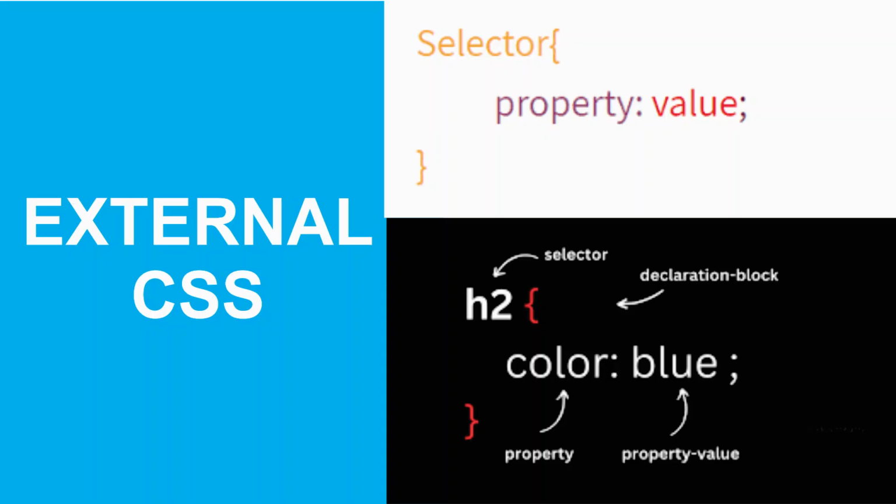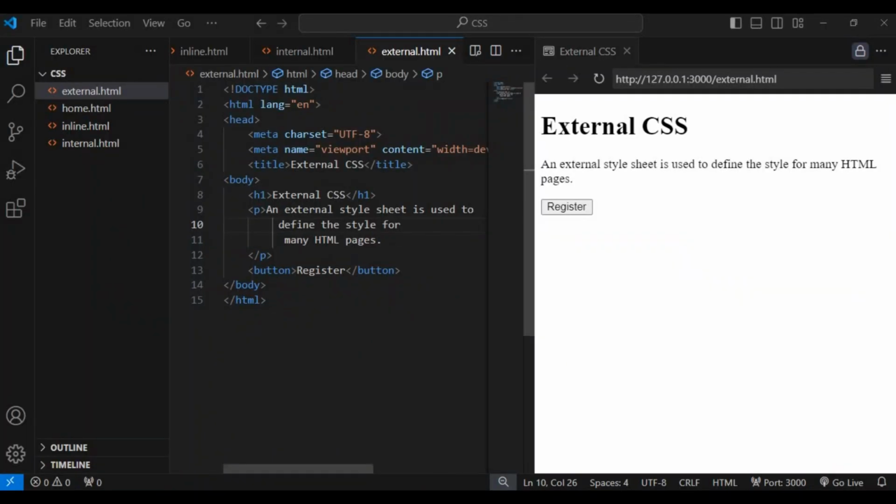Next is the external CSS. All right, moving over to external CSS. What external CSS enables us to do is style so many HTML pages, unlike the internal CSS, which gives us the ability just to style a single page. All right, so what we do here, we are going to create an external CSS document. So I'm going to create this here.